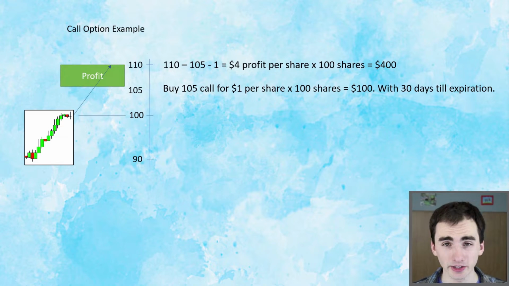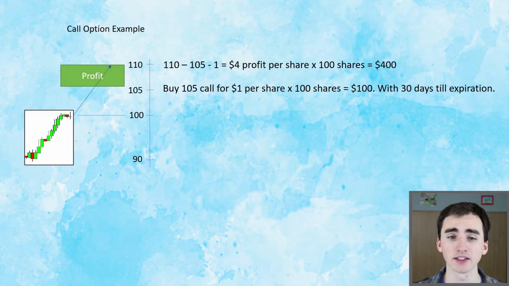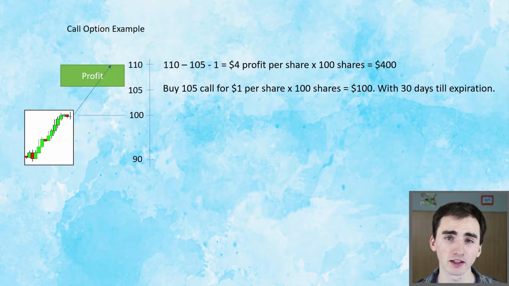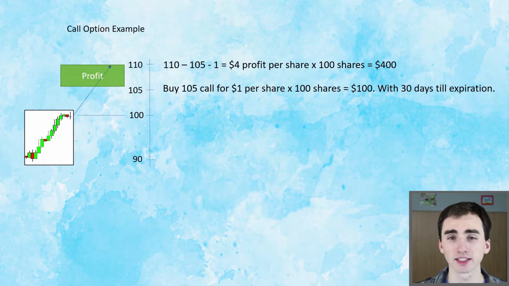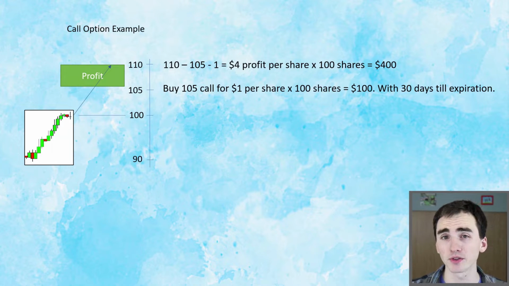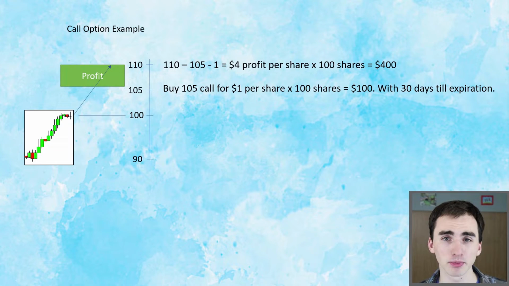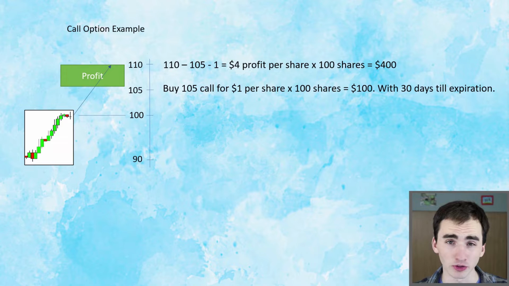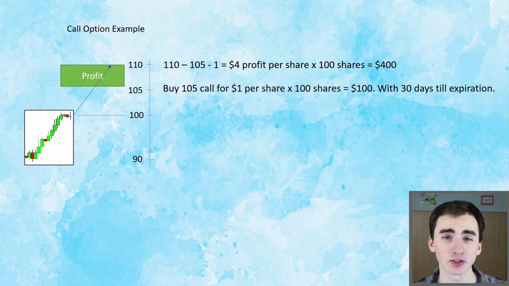So how we calculate the profit for this is it'll be 110 minus 105, because that's the difference between the current value of the stock and the strike price of our stock. And so that'll equal 5. And then we want to minus 1 because that's the cost per share of our call option. And so that means that we will make $4 per share or $400 using this call option.